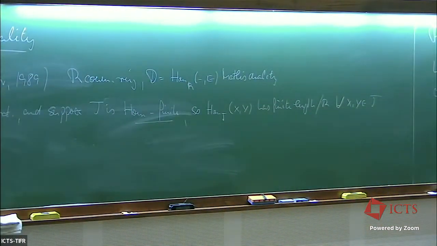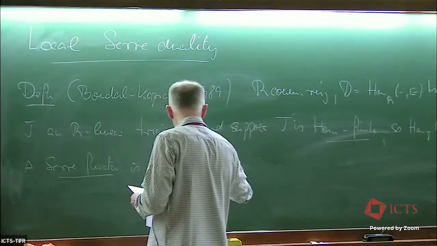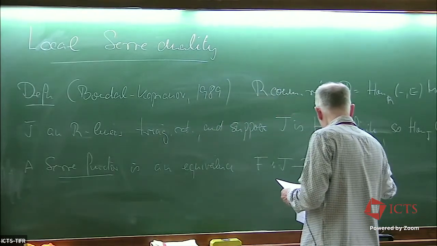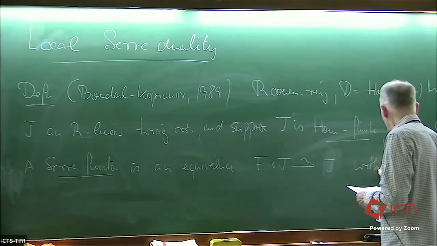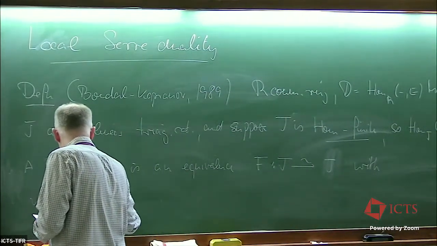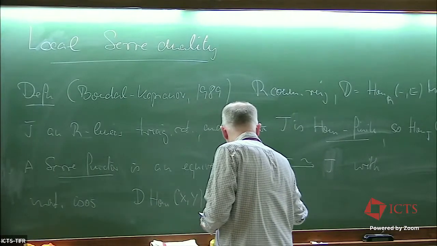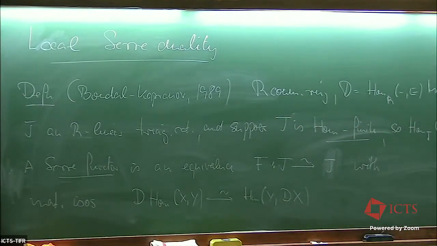So what is a cell functor? A cell functor is an equivalence, say F, an equivalence of triangulated categories together with natural isomorphisms from D Hom(x, y) to Hom(y, Fx). It is actually sufficient to assume that we have an equivalence given with such natural isomorphisms, and one can show it is actually preserving the triangulated structure. But that's not so important.